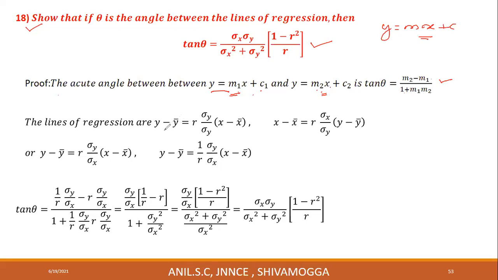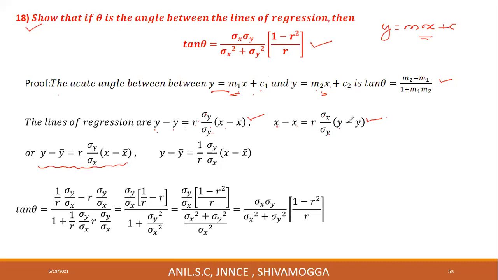The two regression lines are y minus y bar is equal to r into sigma y by sigma x into x minus x bar, and x minus x bar is equal to r into sigma x divided by sigma y into y minus y bar. These two are the regression lines. We want straight lines in the form y is equal to mx plus c. The first one is already in that form. Keep this equation as it is.